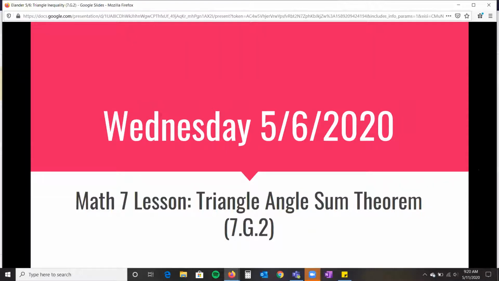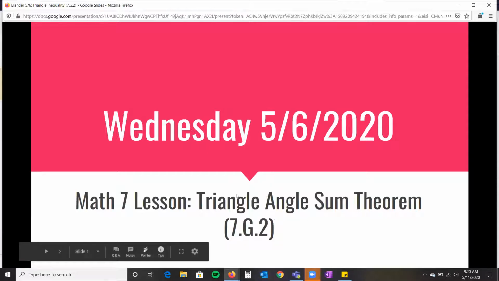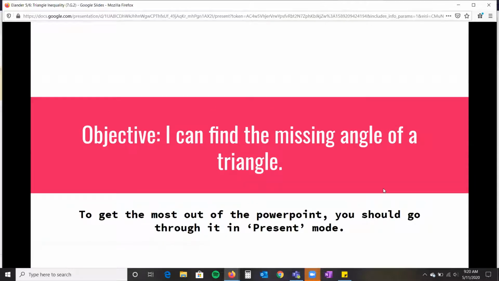And as big of a name as that is, we said the nice thing about math and science to some extent is that everything is named exactly what it is. So this is a theorem, or kind of a rule, for triangles. We know what angles are, and we know that sum is the answer to an addition problem. So this basically says you take the angles of a triangle and you add them up. The objective: I can find the missing angle of a triangle.